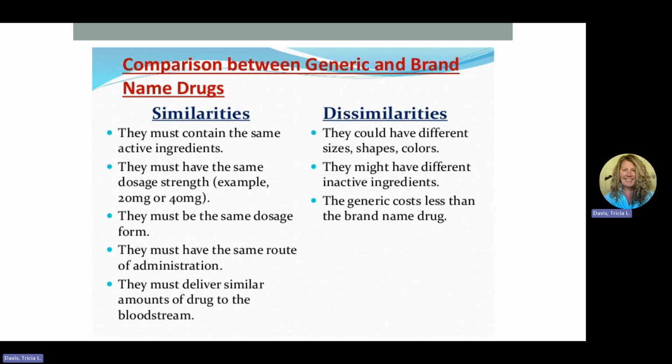So what are some dissimilarities that we can see? They could have different sizes, shapes, and colors. Okay. And it's not uncommon that sometimes when patients come into the hospital, they say, oh, that's not my medication. Mine is a blue oval pill, and we're trying to give them a pink round pill. So we would have to explain to them that sometimes it's a different manufacturer that we have in the hospital, but it is the same type of medication. They might have different inactive ingredients, and the generic costs less than the brand name drug.